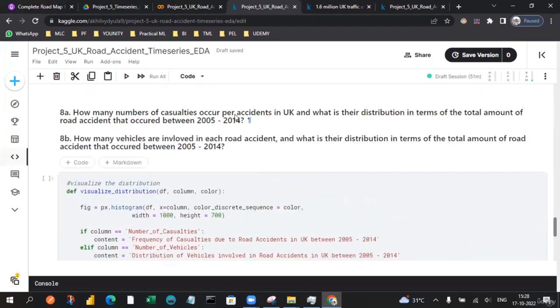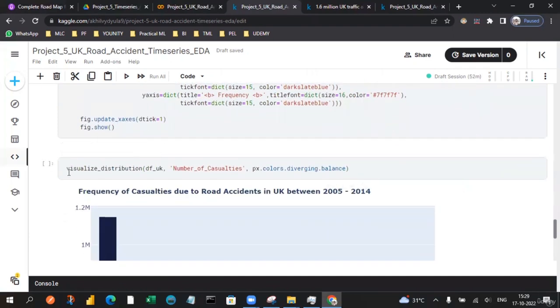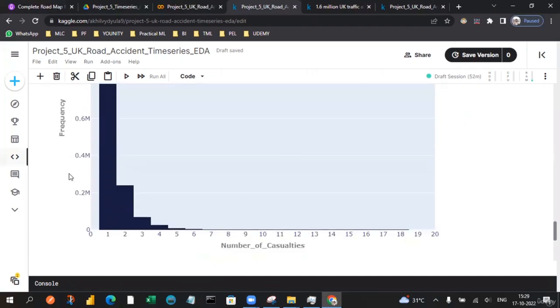So the next question is, how many casualties occur per accident in the UK? What is the distribution in terms of the total number of road accidents that occurred? We need to know the number of casualties per accident in the UK along with the distribution also. So let's plot the distribution. As we already know about how the distribution works, the frequency distribution is not normal, but has some skewness to the right.